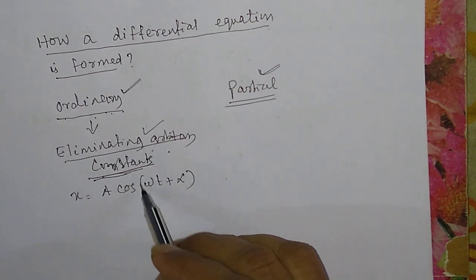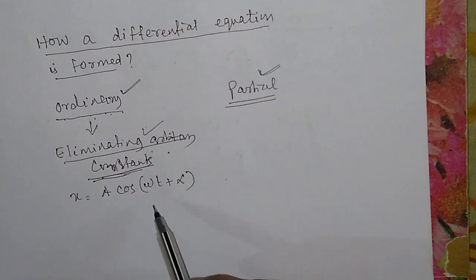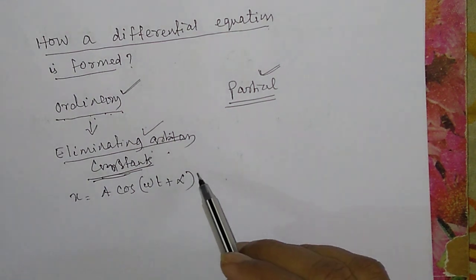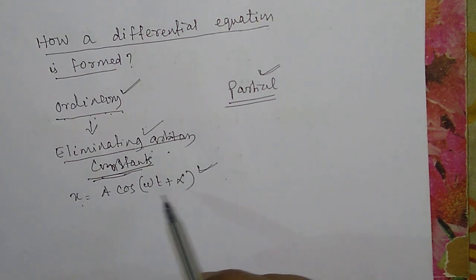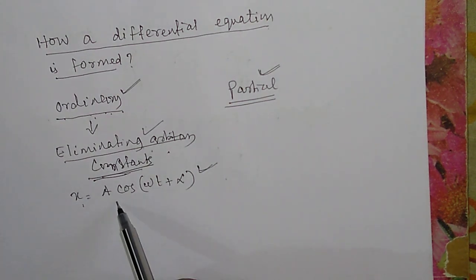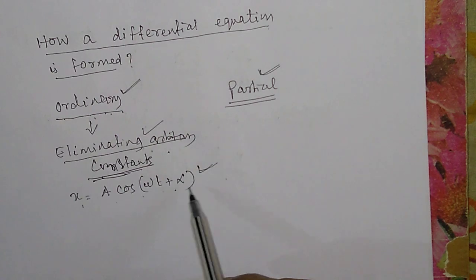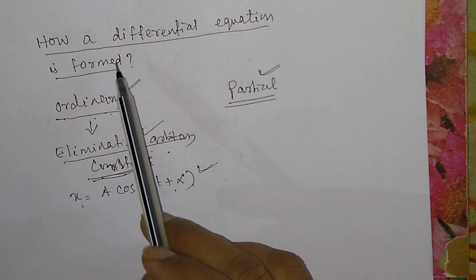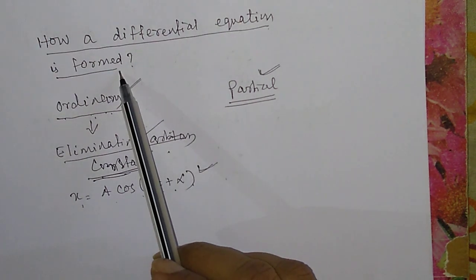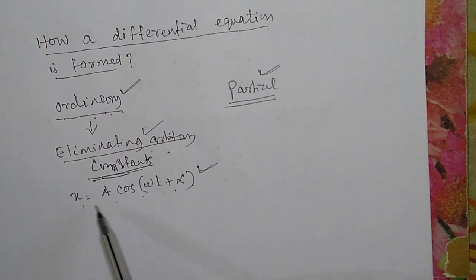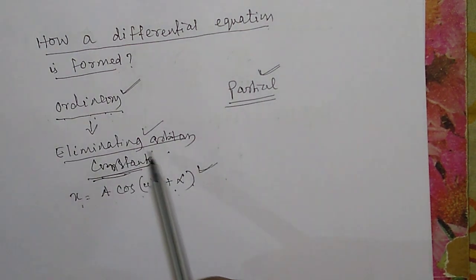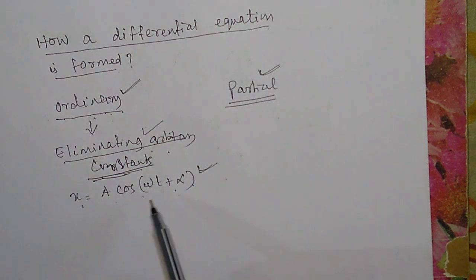What is this equation? Displacement of a simple harmonic motion. This is a well known equation. Displacement of a simple harmonic motion, that is x equal to a cos(omega t plus alpha), and we have to construct a differential equation. You have to construct an ordinary differential equation. This is the equation given and we have to construct a differential equation.